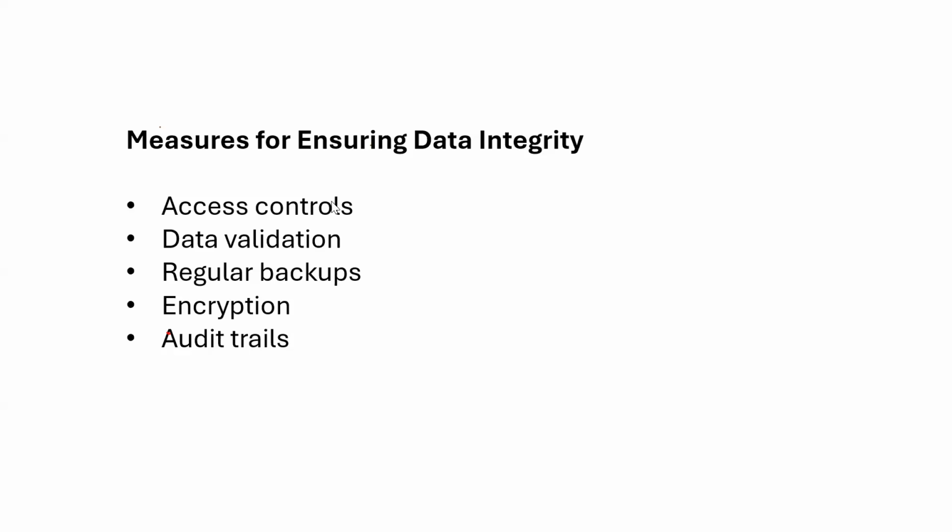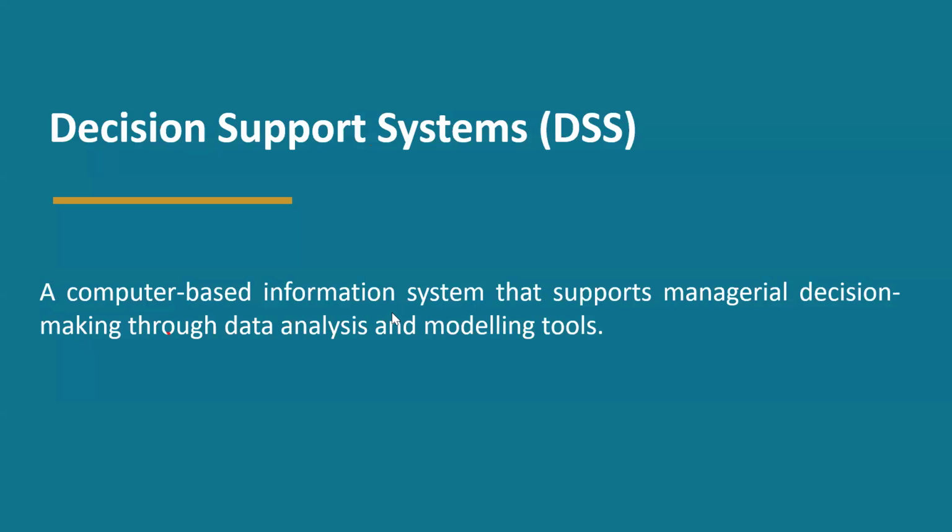So these are general measures. Access control: it's not everybody that must have access. Data validation: do we do data validation? Are there regular backups? Is there encryption? Is there an audit trail? All these must be done to support the decision making of our MIS.